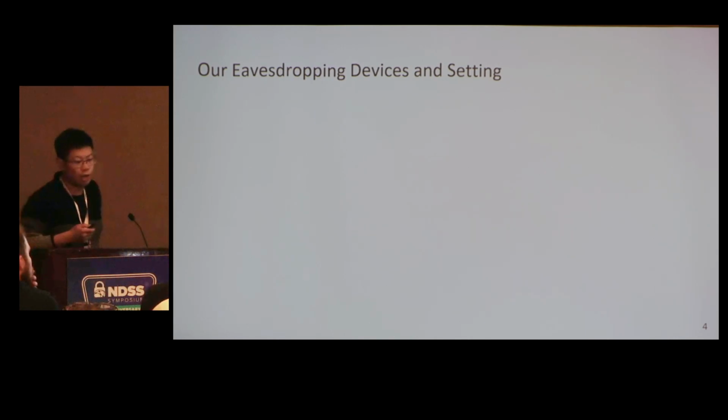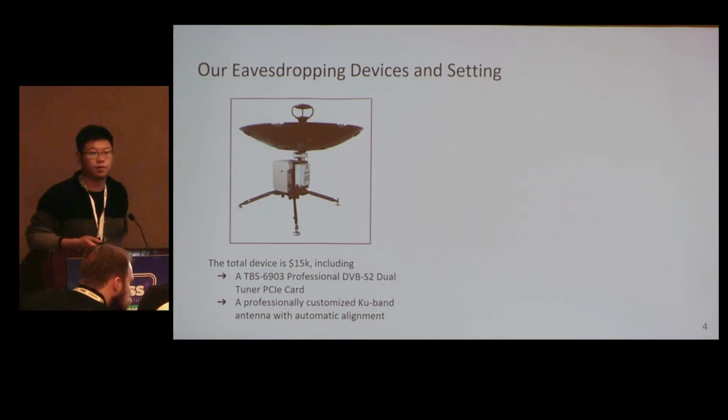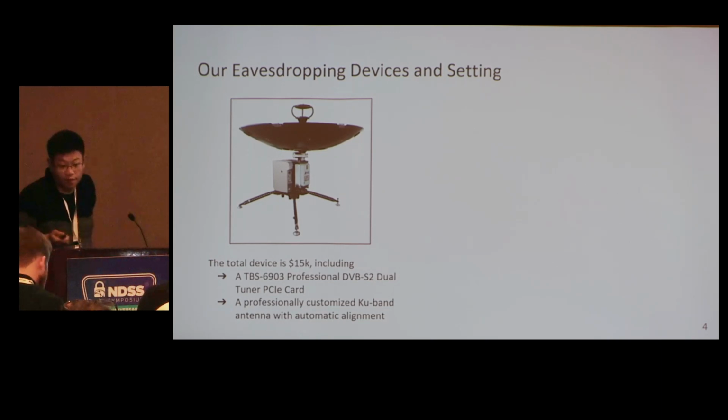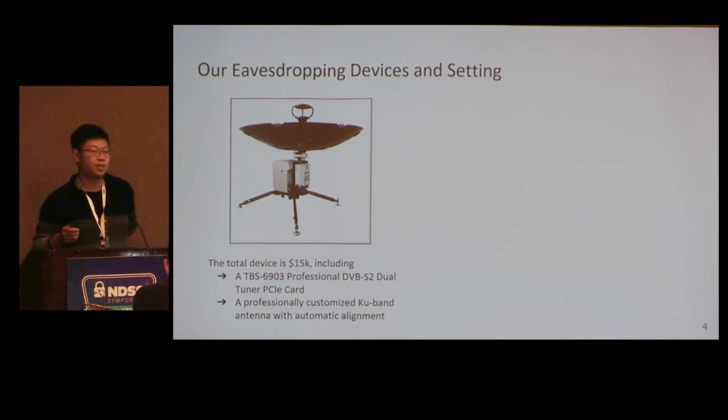And so I'm going to show our eavesdropping devices and our settings. This is our device to eavesdrop on the communication. The total cost of this device is almost 15 grand, because we got some of the devices from special channels, so it's a little bit expensive. This device includes a PCI card, which receives the signals, and I also have a very professional customized Ku band antenna, which can do automatic alignment to the satellites that we want to eavesdrop on.